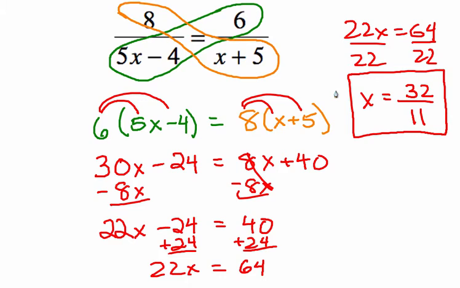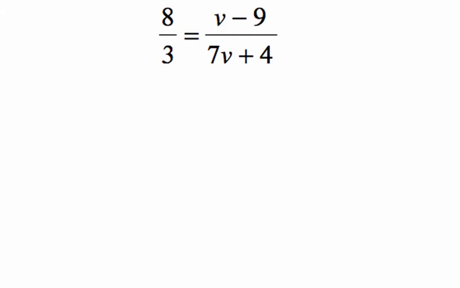That one I'm probably not going to check by hand by plugging it back in. You could plug it into a calculator to see if it works if you're allowed to use a calculator for problems like this. Our final problem today says that 8/3 equals v minus 9 over 7v plus 4. We'll apply cross multiplication and do the distribution like we did in the previous problem and solve for v.